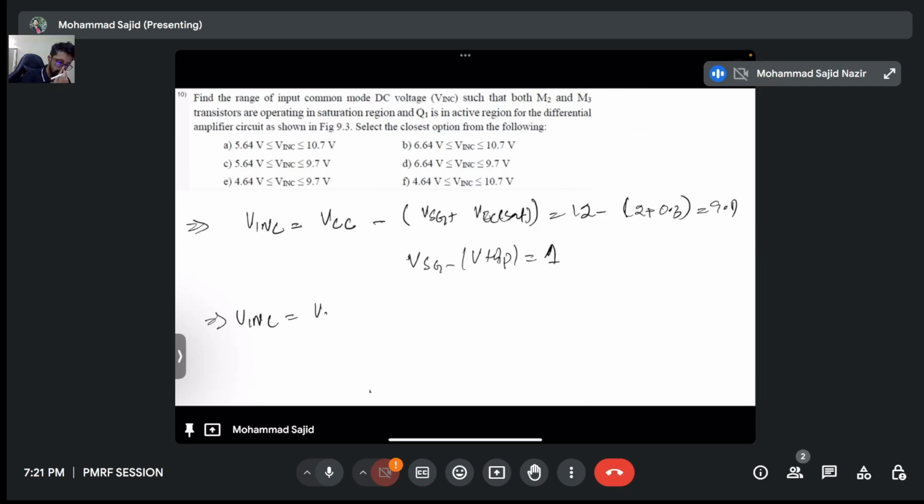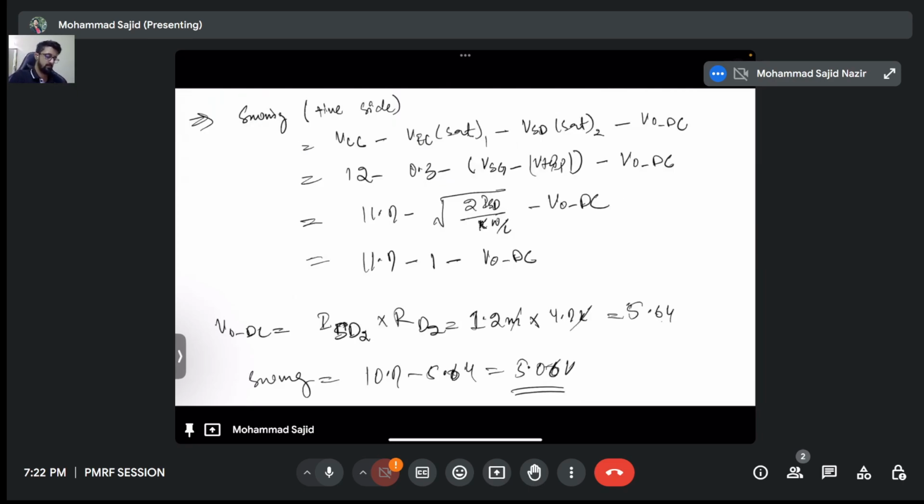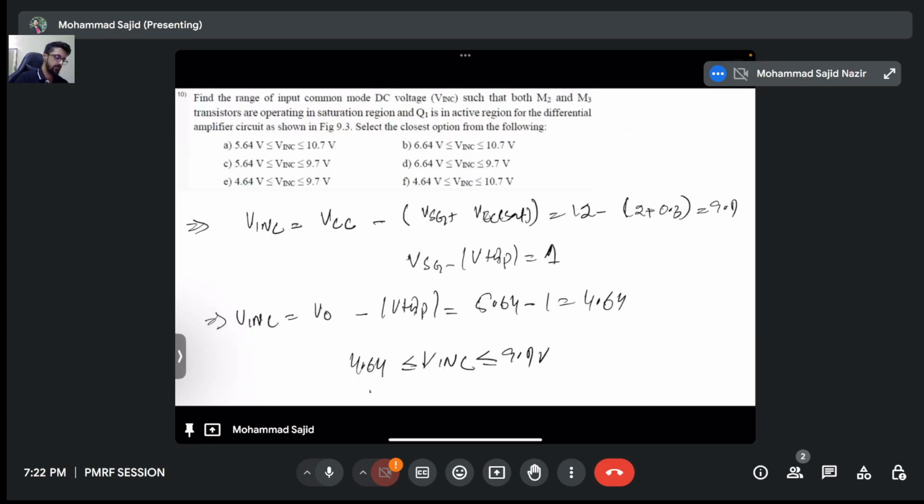And from one side and from the other side, it will be VTHP. So my VINC should be such that one is for the saturation. I guess you can do this. You just need to find the AD, the AC, and do this part.